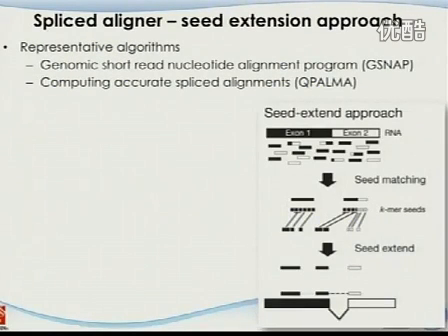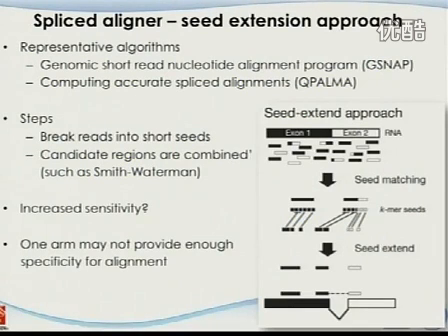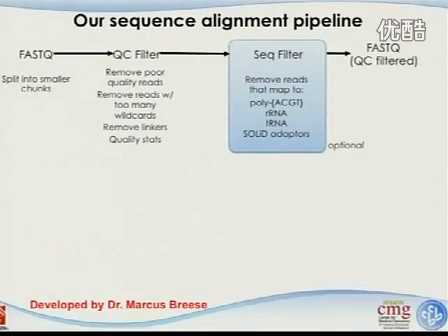Very quickly, for the seed extension approach, to be honest, this is the first time I heard about that, and you can just look for the papers. But the point here is, in the first step, they break the reads into short seeds, small pieces, align them independently and try to join them together. That's the general strategy. People say this will increase the sensitivity, but I don't have the data to support that. And sometimes one arm may not provide enough specificity for alignment if it is too short, just like the problem I described earlier.